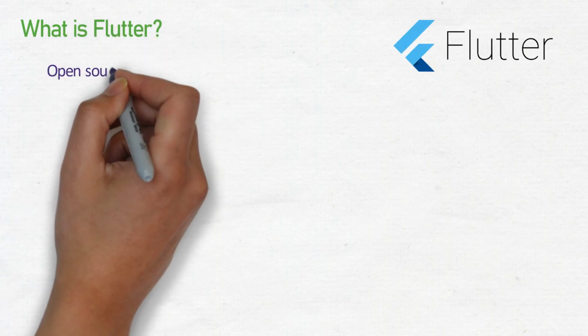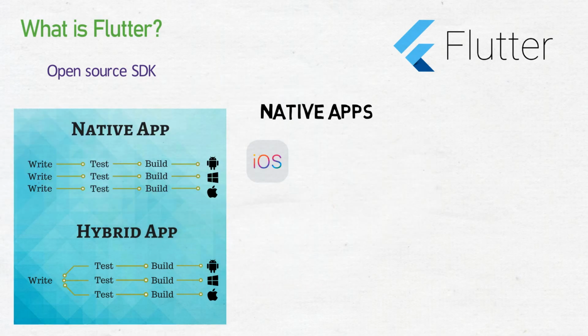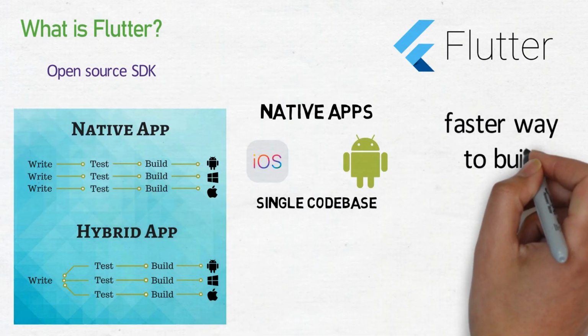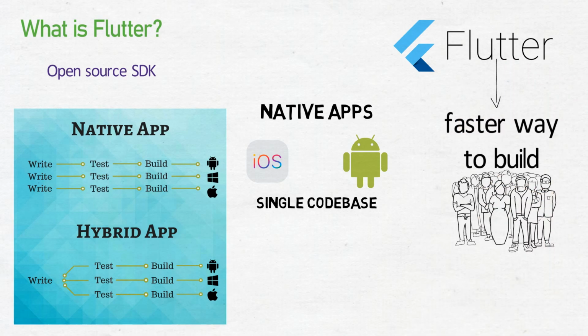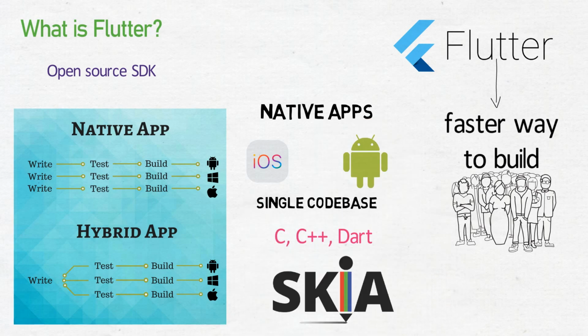What is Flutter? Flutter is an open source SDK launched by Google to build beautiful native apps on iOS and Android from a single code base. Flutter is for developers that want a faster way to build beautiful mobile apps or a way to reach more users with a single investment. Flutter is built with C, C++, Dart and Skia, a 2D rendering engine.